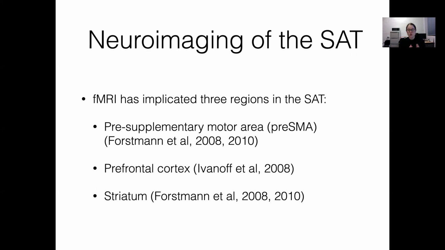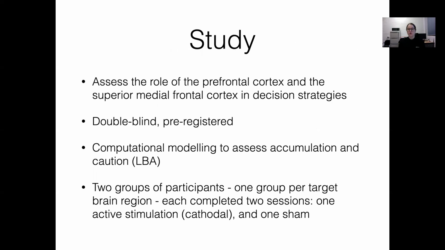There's also the prefrontal cortex, which particularly seems to be left hemisphere, and there's also the striatum. So in the study I'm presenting the data for today, we wanted to particularly look at the role of the left prefrontal cortex and the superior medial frontal cortex in decision strategies. We used a double-blind pre-registered approach, and we used computational modelling to assess accumulation and caution or threshold in relation to different decision strategies. We had two groups of participants, one per target brain region.